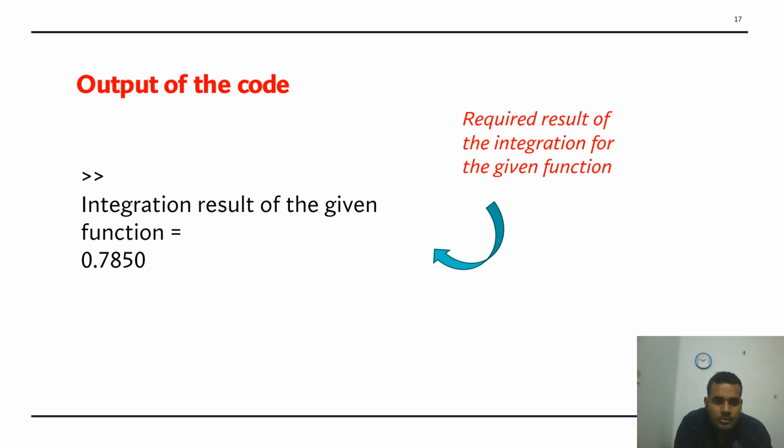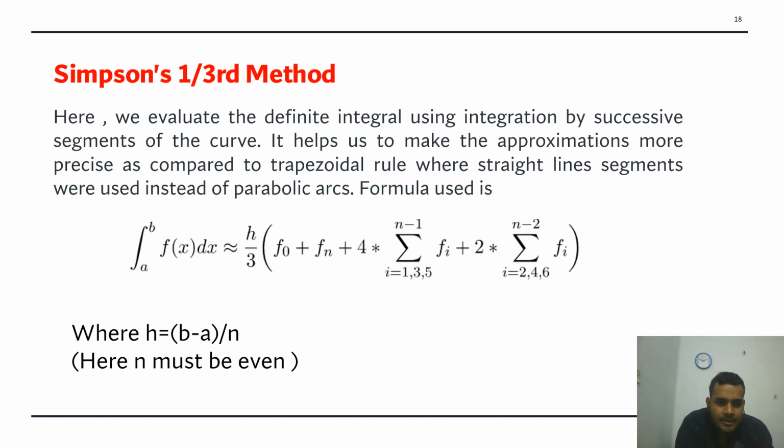Now we will move on to Simpson's one-third method. Here we evaluate the definite integration using this technique by successive segments of the curve. It helps us to make the approximations more precise. So Simpson's one-third method is more accurate and precise than the trapezoidal rule. In the trapezoidal rule we use trapezoidal segments. Here we will use parabolic arcs instead of straight line segments.